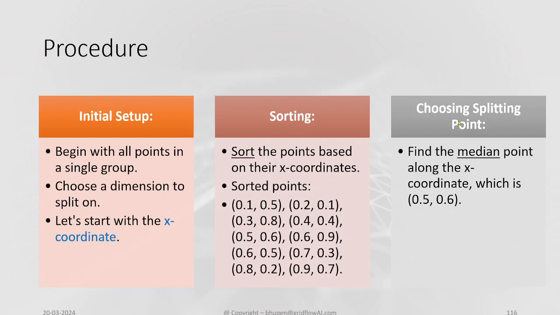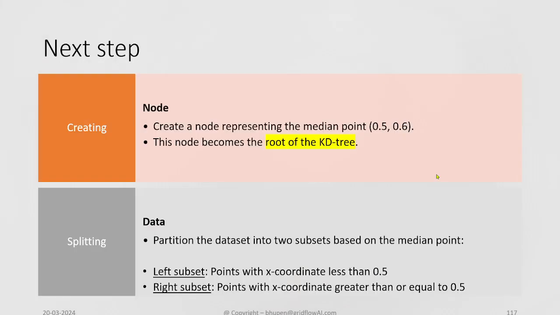There are multiple approaches to build a KD tree. One of the simplest methods, which I'm using, is to find the median point along the axis that we are working on, that is the x-axis, and let's say this is the point of median. That's the midpoint of the data, and we can use that point as a median to divide the data. The next step is to create a node. We're going to create a node with the median 0.5 and 0.6, and this node becomes the root of the KD tree. Now we will partition the dataset into two parts, a left child and a right child.